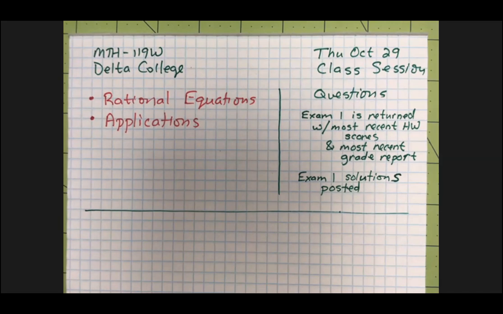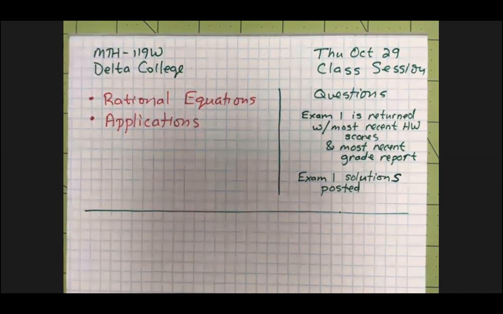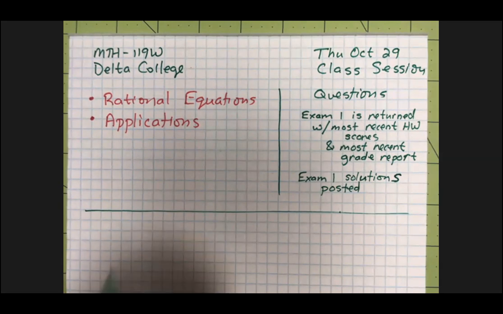Okay, let's look at some rational equations. And the easiest way to look at that is by taking some problems out of the book. Why don't we start with number 1?